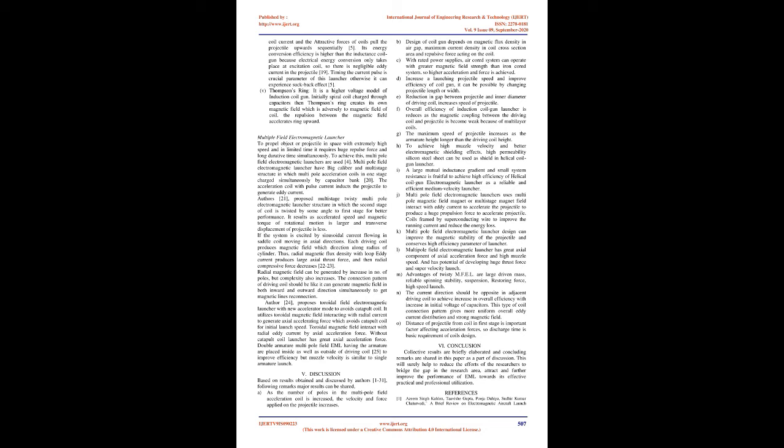2. Helical coil gun launcher, 3. Reconnection coil gun launcher, 4. Reluctance coil gun launcher, 5. Thomson's ring. It is a higher voltage model of the induction coil gun. Initially the spiral coil is charged through capacitors, then Thomson's ring creates its own magnetic field, which is opposed to the magnetic field of the coil. The repulsion between the magnetic fields accelerates the ring upward.